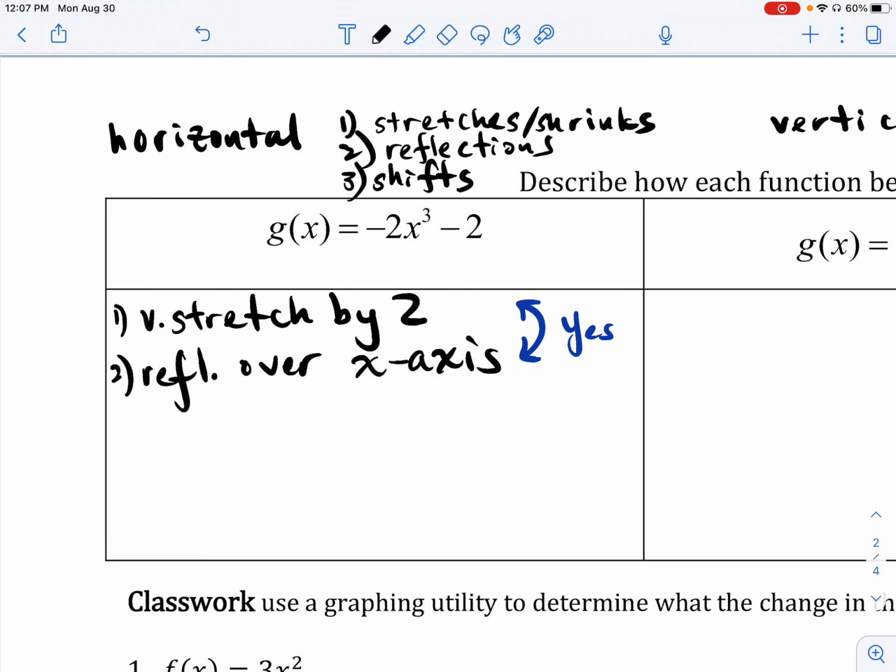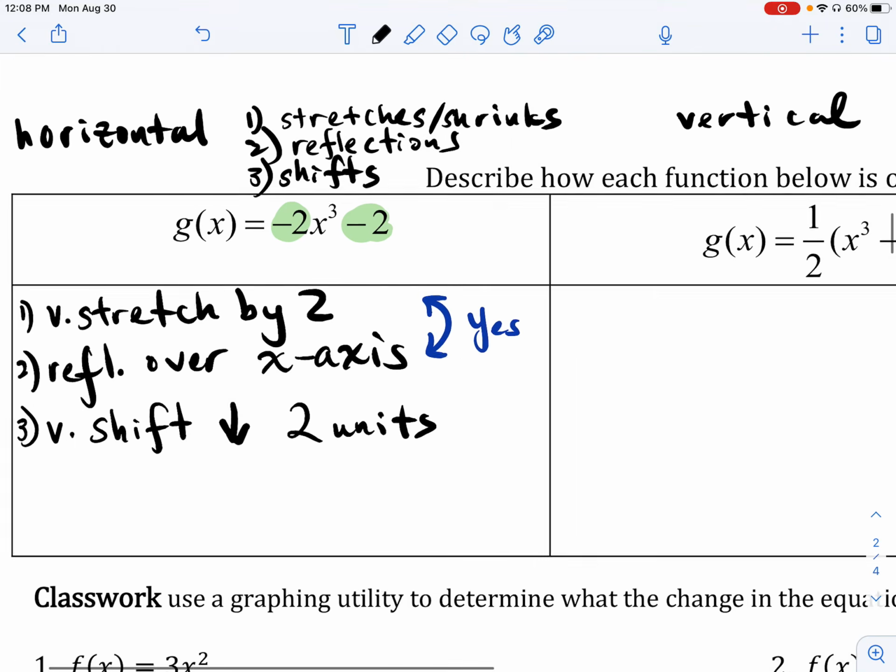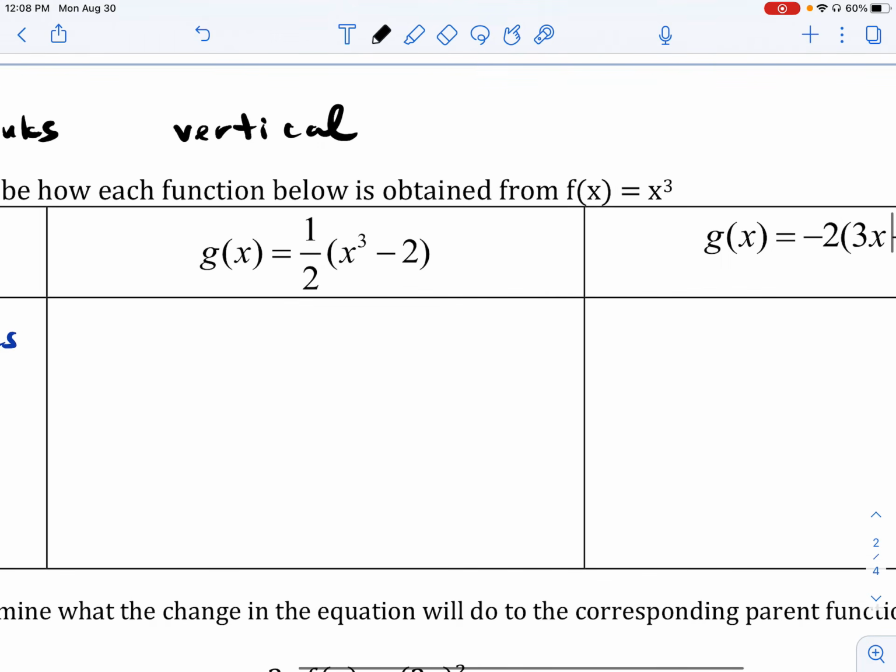So that totally works. So now that we've taken care of this -2, now we move on to the -2 down here or to the right. So we're going to say we have a vertical shift or vertical translation down 2 units. Okay, so that one wasn't too bad. Let's try the next one. Let's look at this one here.